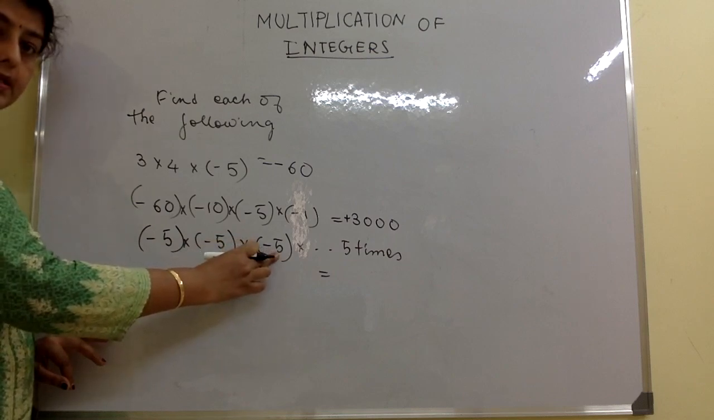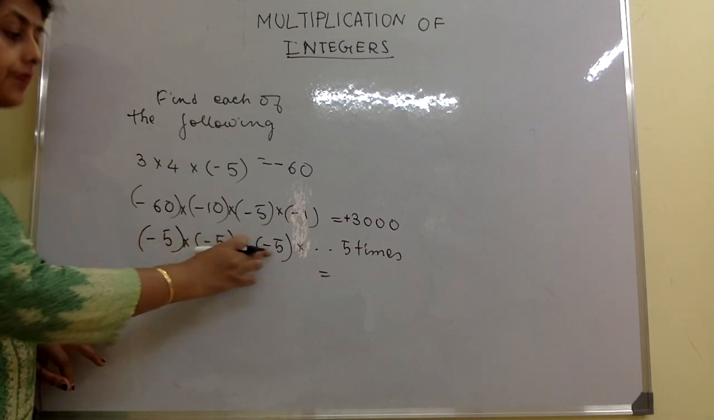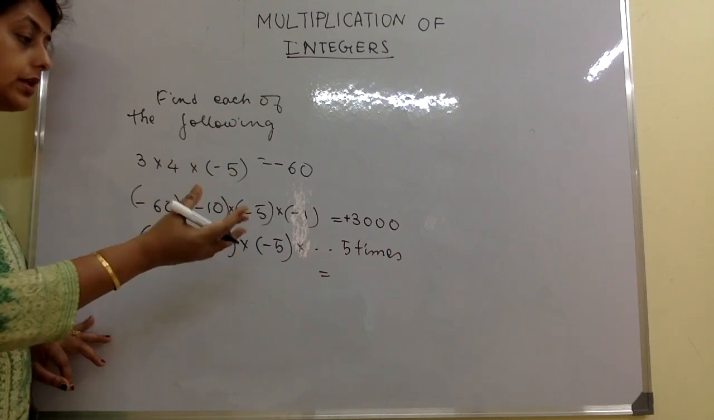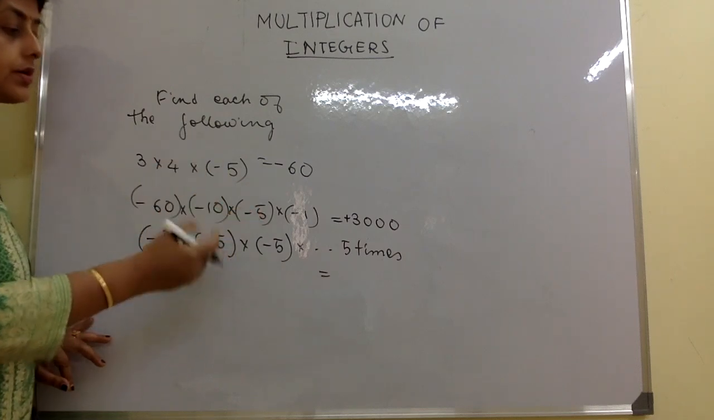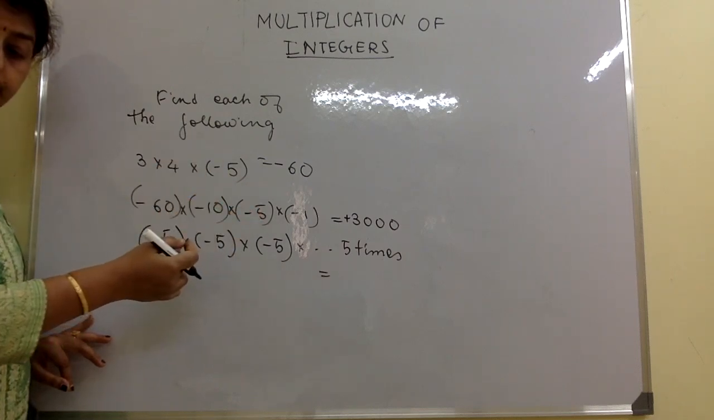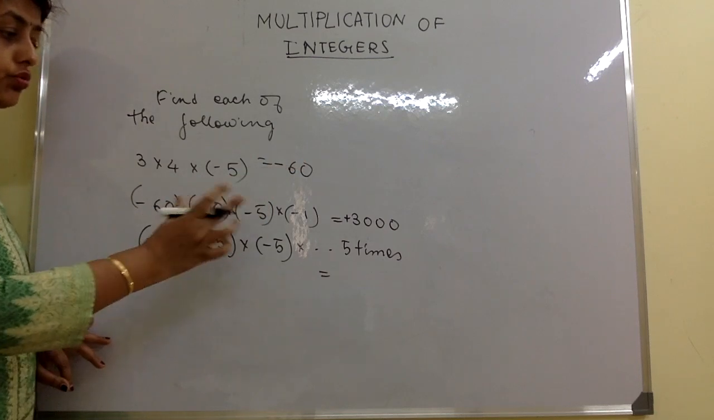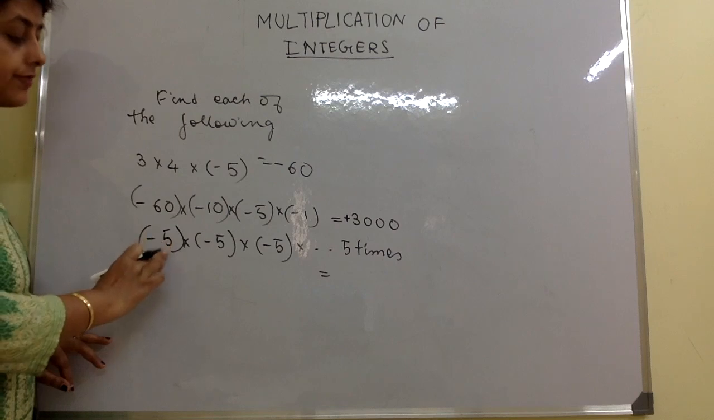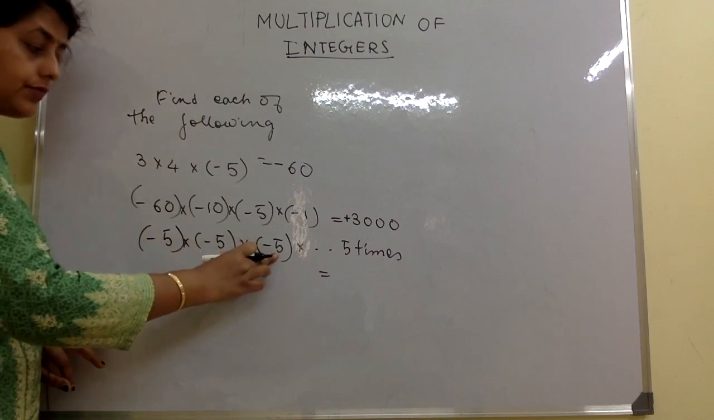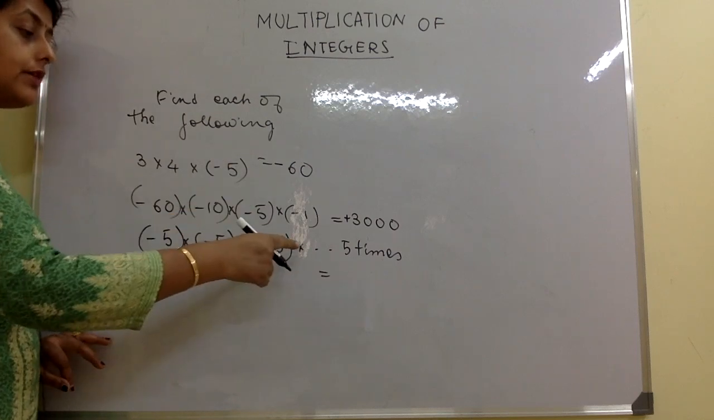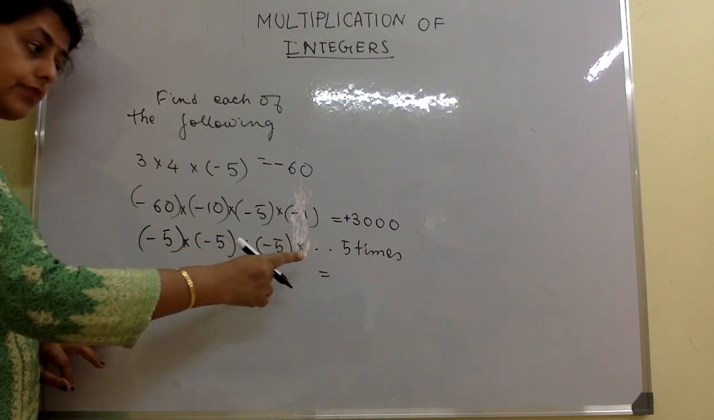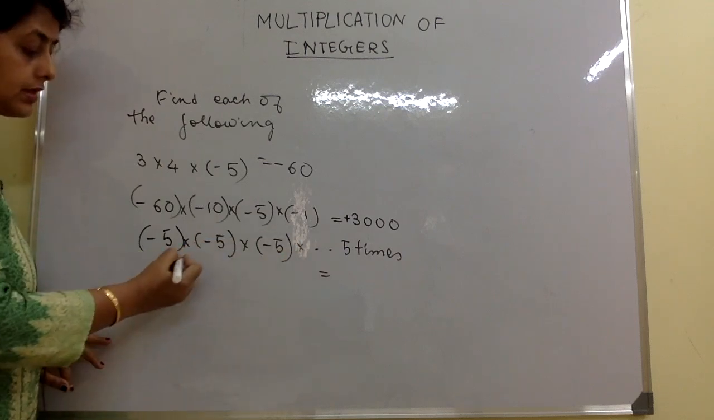Yes, 5. But you are now thinking of it as 5 times, which means 2 more times will come. So if it comes 2 more times, then it is 5 into 5, 25 into 5, 125, and with another 5 it is 625, so I can write it like this.